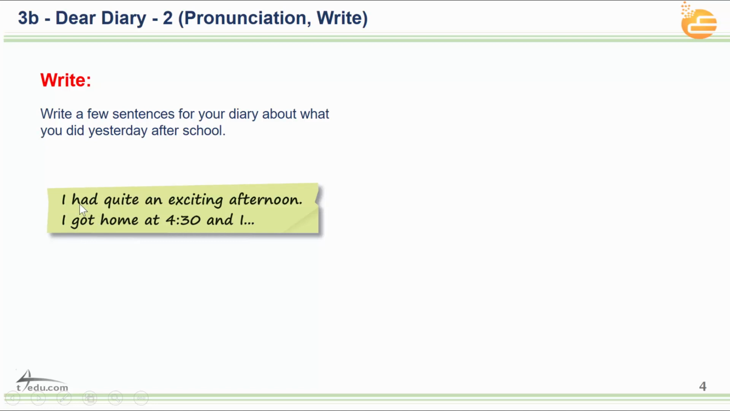The past of have, had. Can you see it? The past of get, got. So we have to change the verbs into the past. Very nice. So I will give you a small, simple example, and I want you to do your own sentences just like this one, to understand the diary about what you did yesterday after school.